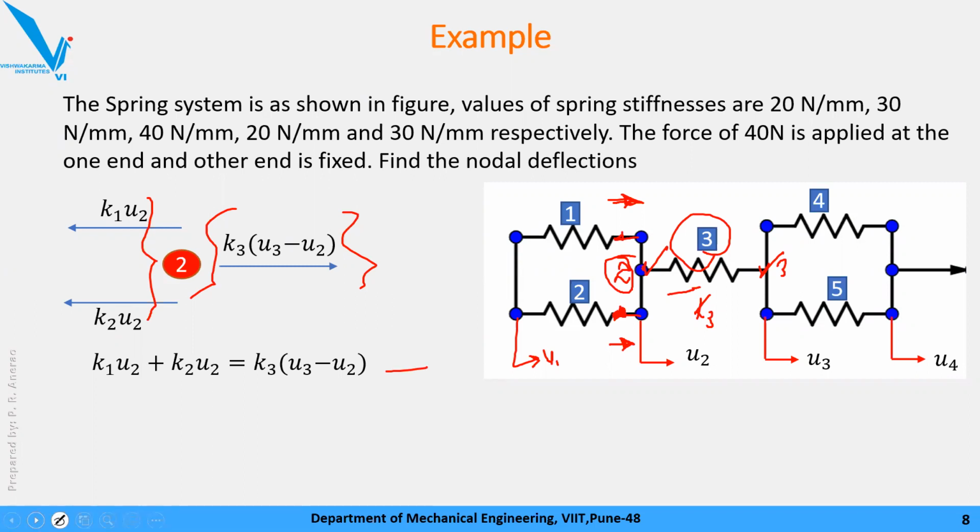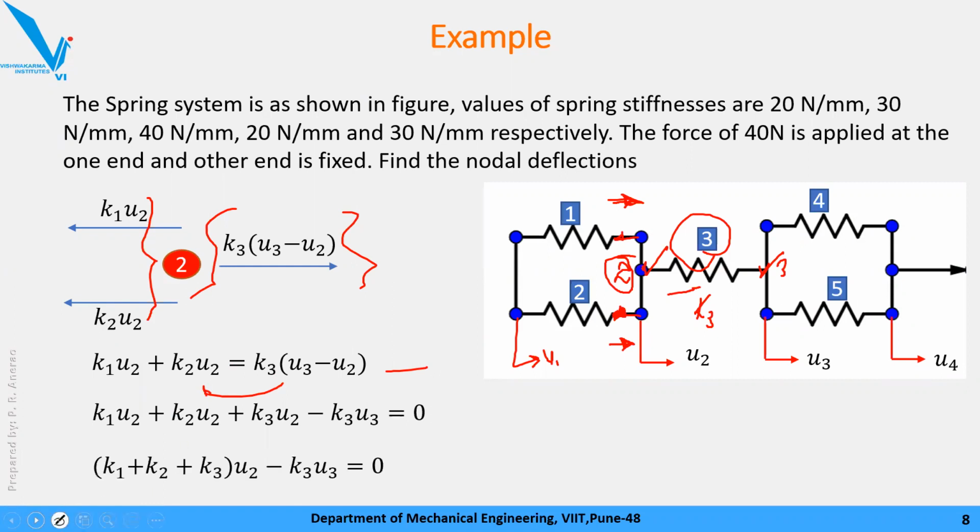Now I'll manipulate this a little, expand it, take it onto the left hand side and segregate it like this. Now we know the values of k1, k2, k3: 20 plus 30 plus 40, so 90 u2, minus k3 is how much, 20, sorry 40, so 40 u3. So I get equation number 1 here. Okay, we got one equation.